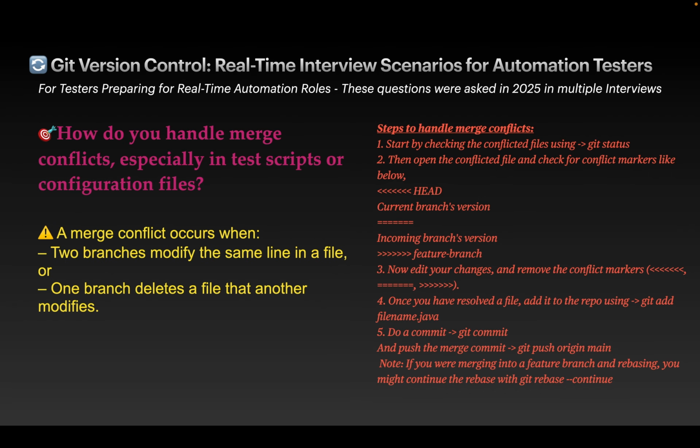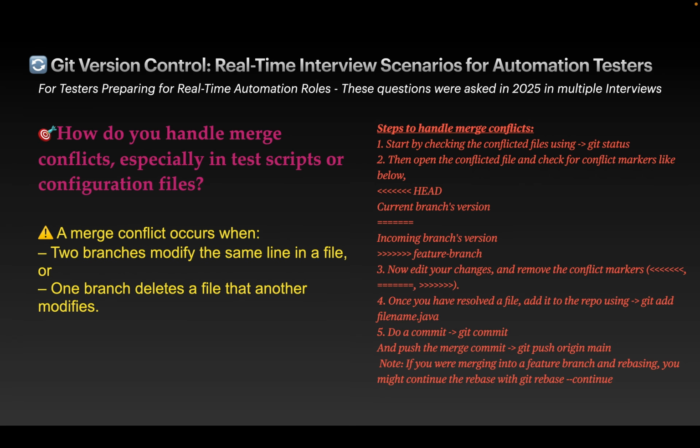So using git status, start by checking the conflicted files. Then open the conflicted file and you can see these markers like HEAD or double equal to. Remove those and add your changes, and once you have resolved those files, use git add and give the file name, and do a git commit. And finally, as you know, you should do git push. In this way we can resolve conflict.